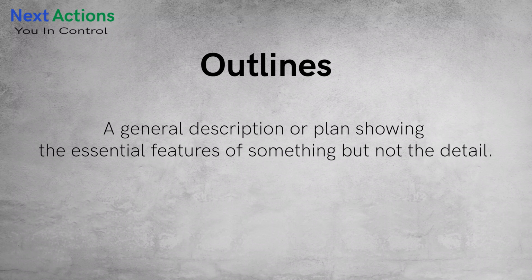Outlines. From dictionary.com: a general description or plan showing the essential features of something but not the detail. An outline is a tool that is used to organise your thoughts in a logical manner. Using an outline, you organise items by major topic, subtopics, and then any other details that are associated with it. You can make an outline as general or as specific as you need it to be.